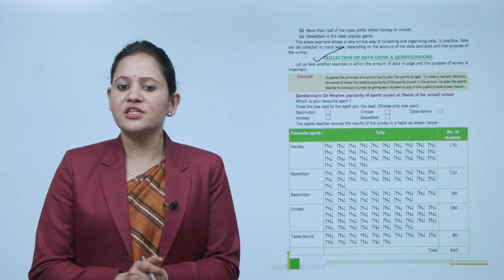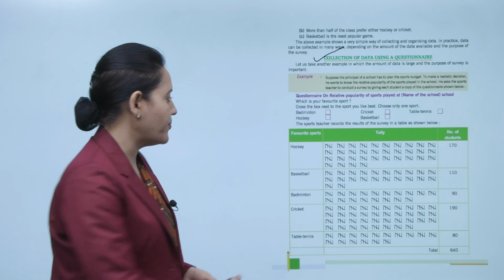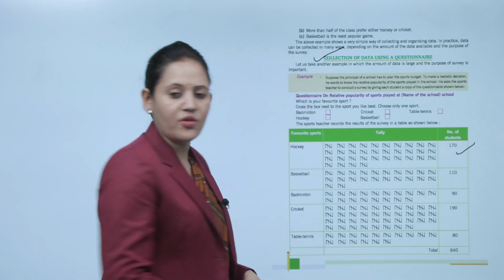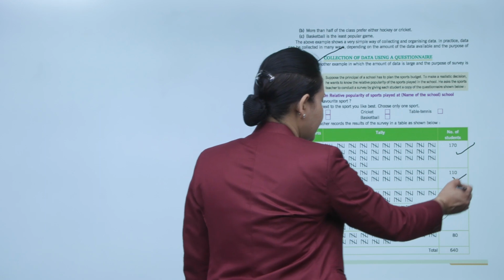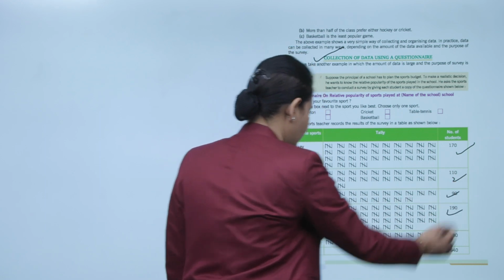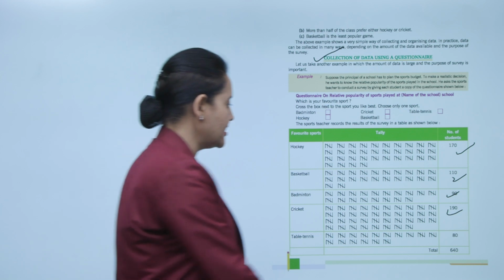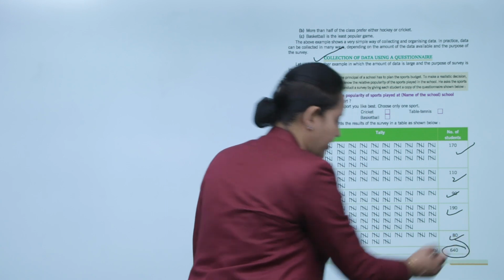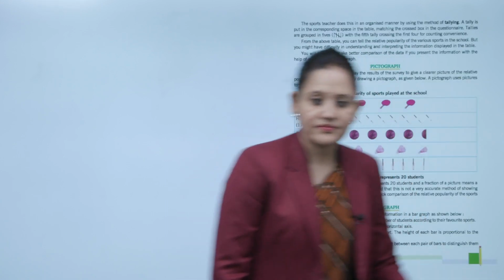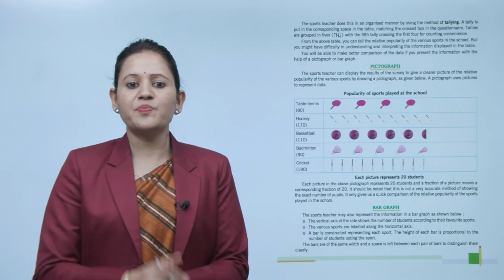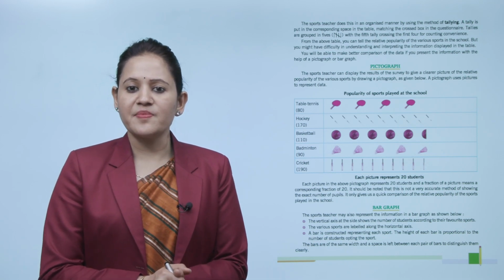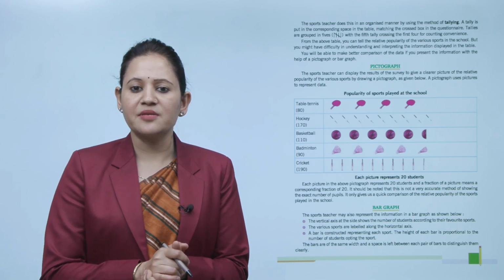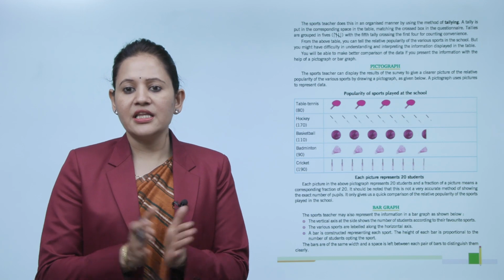The sports teacher records the result of the survey in a table as shown below. So, hockey is liked by 117 students, basketball 110, badminton 90, cricket 190 students like cricket, and table tennis 80 students. Total number of students, that is 640. So, the sports teacher did this in an organized manner by using the method of tallying. The tally is to put a mark in the corresponding space in the table matching the crossed box in the questionnaire.